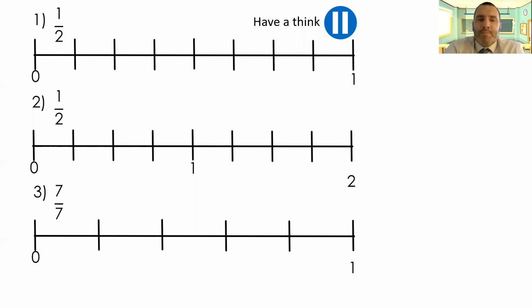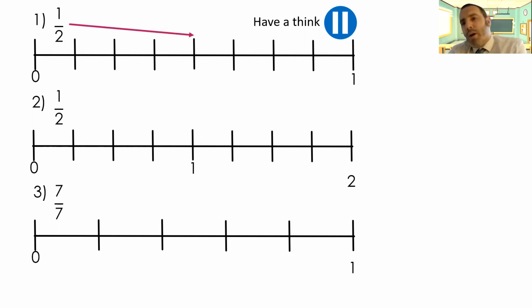How did we get on? If you haven't quite finished, just pause the video a second and finish up, and then press play when you're ready to go. If you've got them sorted, let's have a look. So number 1, we've got 1, 2, 3, 4, 5, 6, 7, 8 equal parts. What's half of 8? 4. Well done. So that's going to be halfway along. So we need to go to our 4th line, this one here.